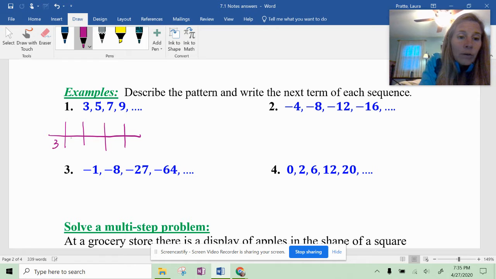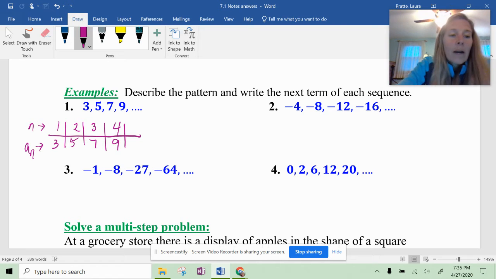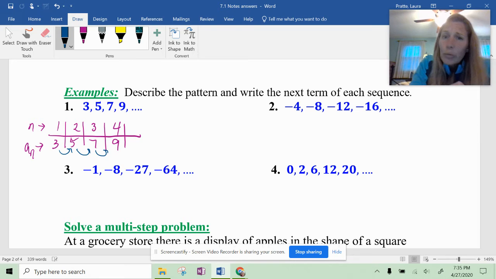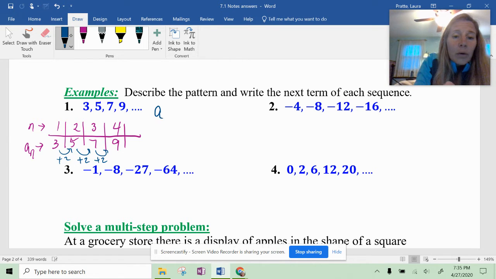I'm given my first 4 outputs for the sequence. So basically my n values are still starting with 1: 1, 2, 3, 4, and then my a sub n's are 3, 5, 7, and 9. Those are the numbers in my sequence. Now, before I write my rule, what is the pattern here? It's kind of going to be your slope if it's linear. So we have 3 to 5 to 7 to 9. So we're adding 2 each time. So when you go to write your rule, we know it's linear.